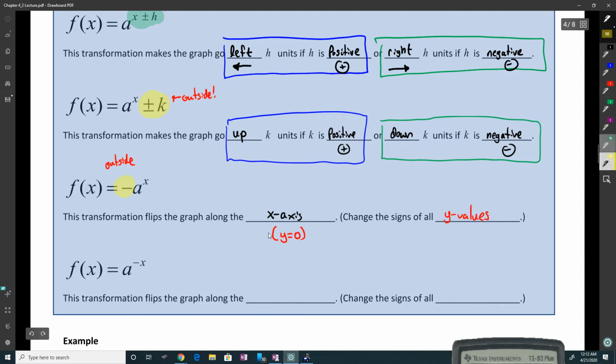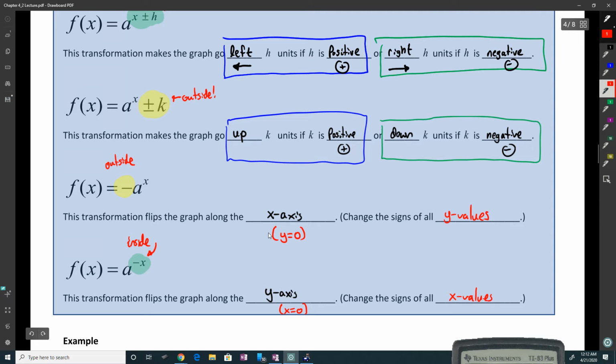If the negative is up here, notice that this is on the inside, and this transformation flips the graph along the y-axis, or we can think of it as x equals 0, and this changes the sign of all the x values.